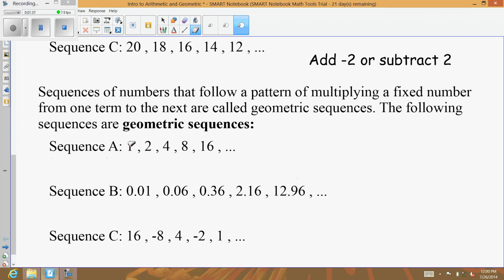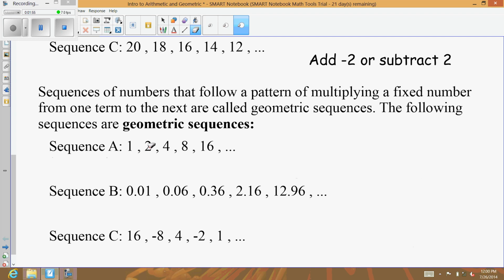And in sequence A, you can check here. I can go 2 minus 1 is 1. And then I'll try 4 minus 1 is 3. So adding a number or subtracting a number doesn't work for this sequence. So let me try this. 2 divided by what number is 1? Well, 2 divided by 2 is 1.